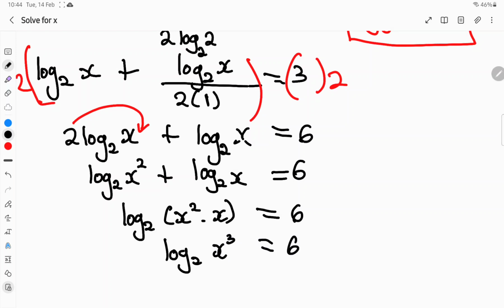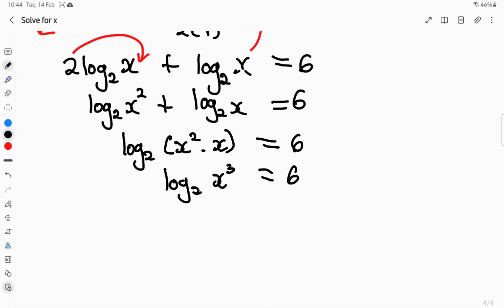Remember, whenever you are trying to solve for x and you're given a log equation, you need to convert your log equation into exponential form. To do that, simply take this 2 and make it the base, so this now becomes x to the 3 equals 2 to the 6. That's how you convert from log to exponential.